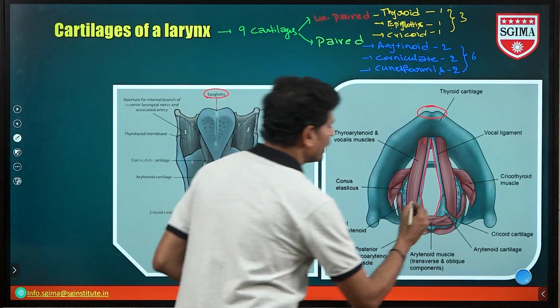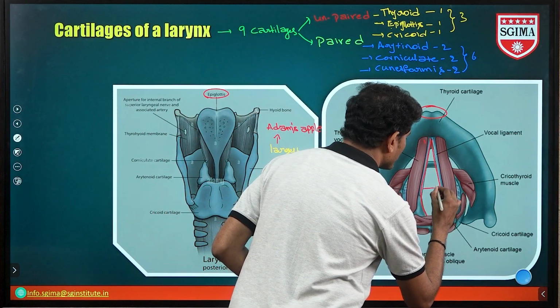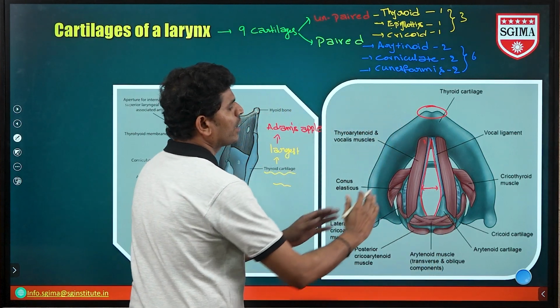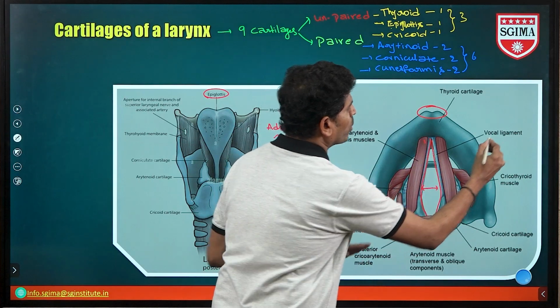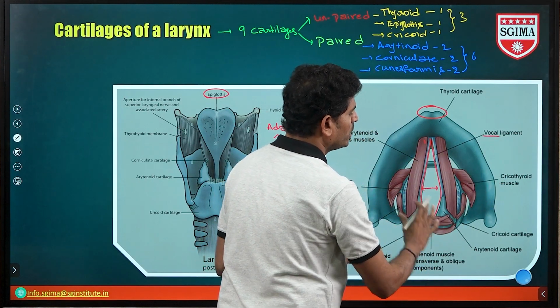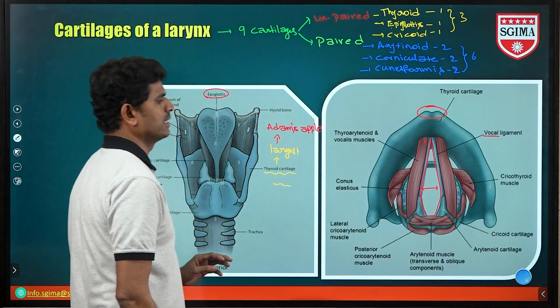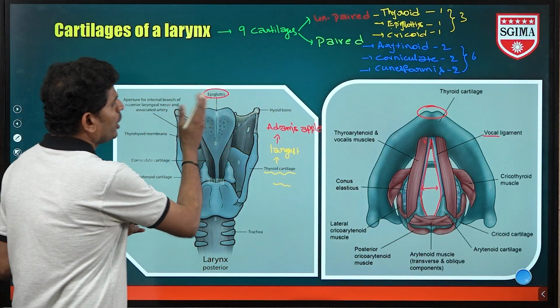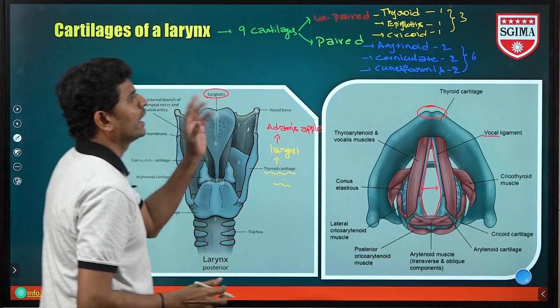ये cavity को बोलते rima glottidis. इस cavity को दोनों side क्या है? Vocal cords will be there and ये false vocal cords बोलते इसको. Then totally it will be considered as a glottis. Okay. Now epiglottis and thyroid cartilage.